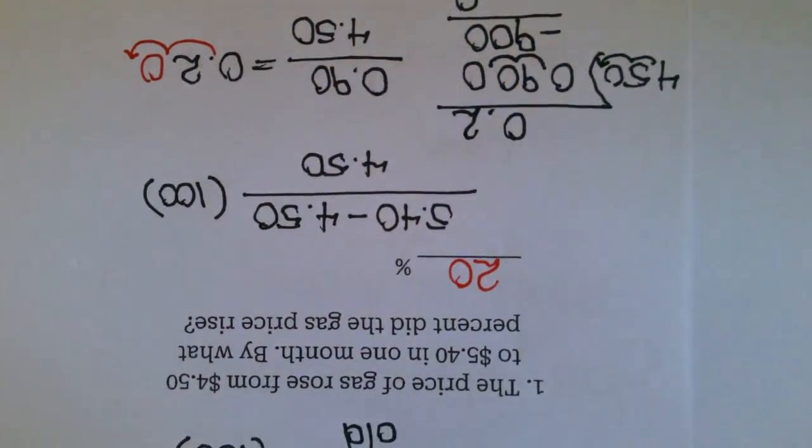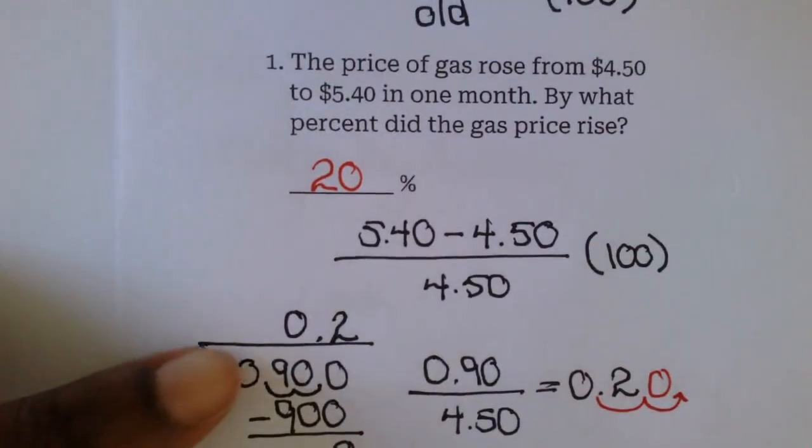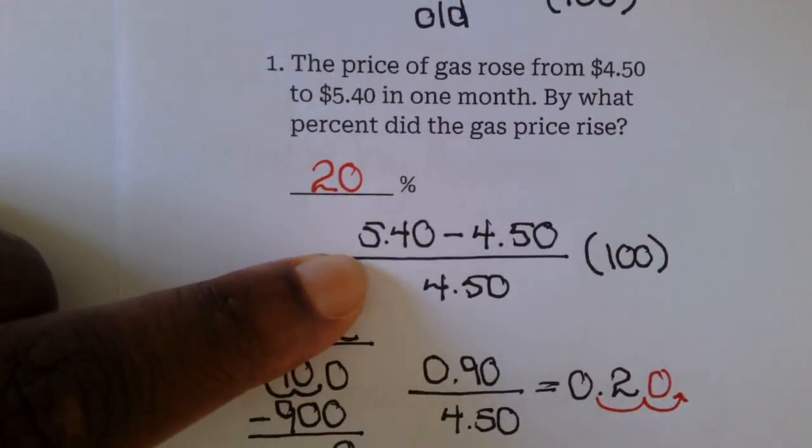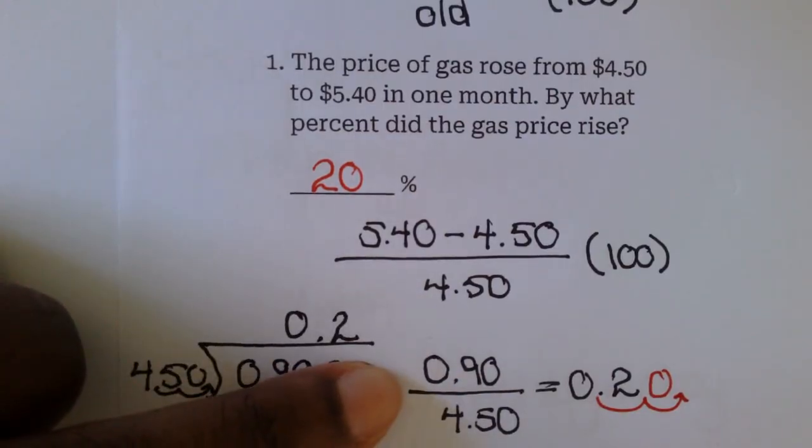So the 90 is when you subtract the 540 minus the 450. That's where the 90 came from.